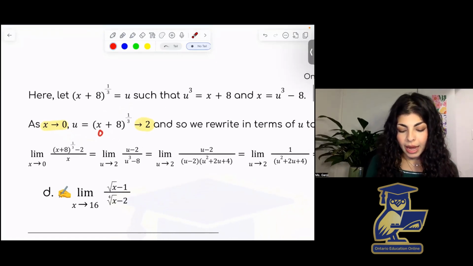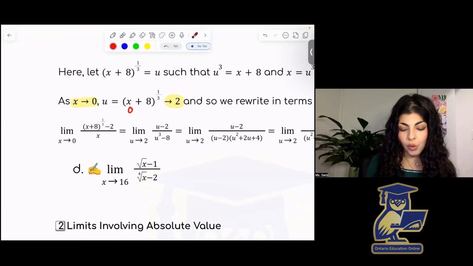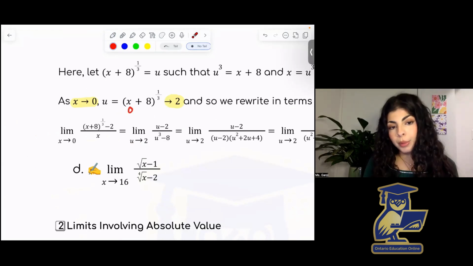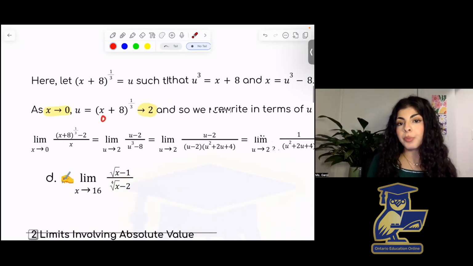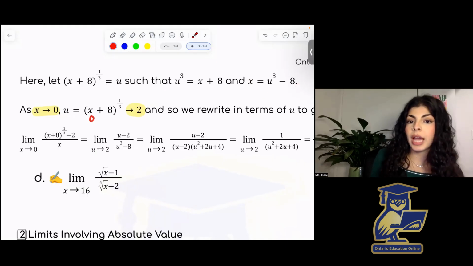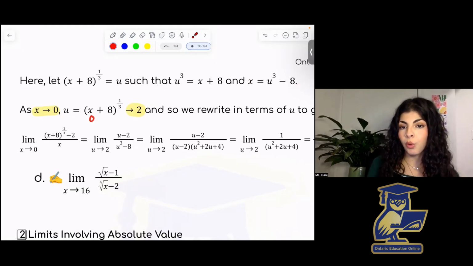So we're rewriting now. Start with your original function here. So just rewrite now as u approaching 2. And then we have u minus 2 there. And my denominator was just x, which we did evaluate up here. We solved it by rearranging to get x is u to the power of 3 minus 8, or u cubed minus 8.